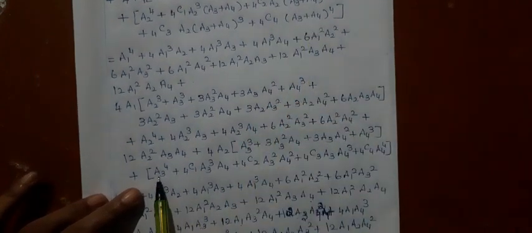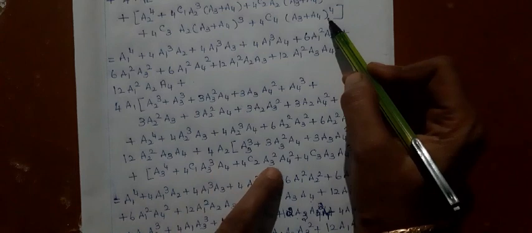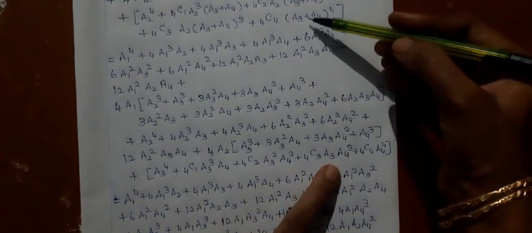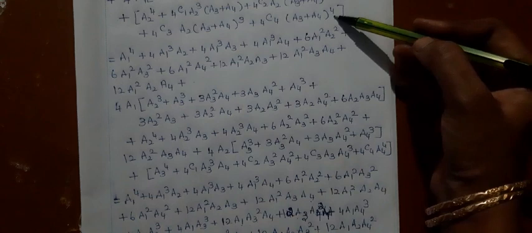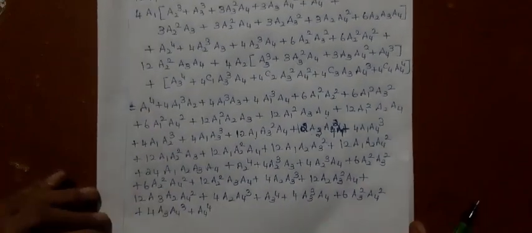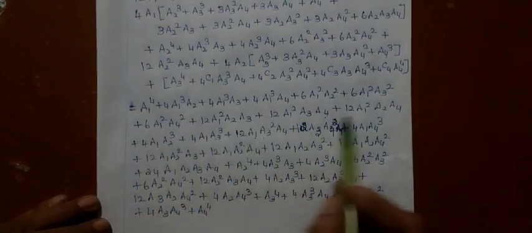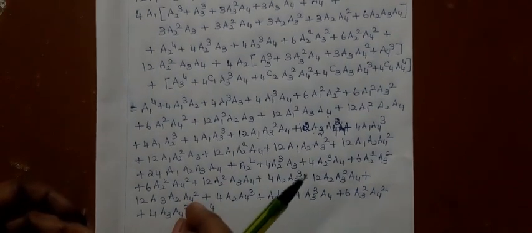Here I should apply binomial expansion for (a3 + a4) power 4: 4C1 a3 cube a4, 4C2 a3 square a4 square, 4C3 a3 a4 cube, 4C4 a4 power 4. Okay, you can pause the video and do it on your own and check whether you are getting the same answer. Now you just multiply, you get this step. Now after doing this, you come up to here. After doing this, you should arrange the answers in some proper form, right?